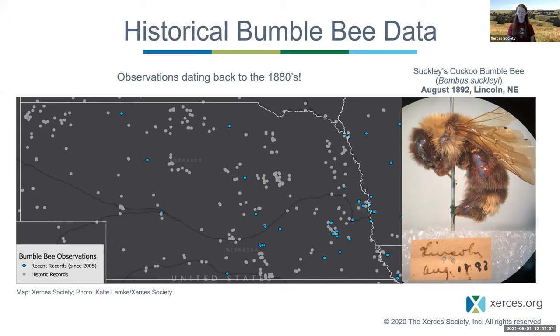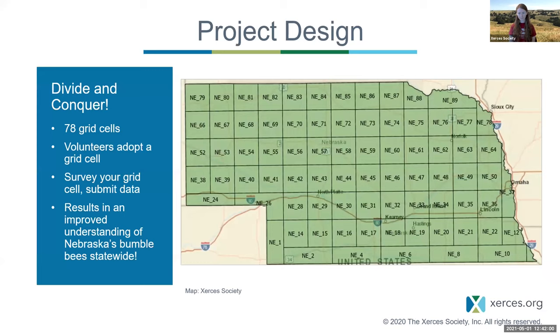There's a whole big entomology collection over there, and this is one of the bumblebees that was collected in Lincoln in August of 1892. Can't quite see, but it's pretty impressive that there are species that go back that far and that there are records and observations that we can use to compare, right? So as we go out and collect data from today's time point, we can compare them to the past and see how they've changed.